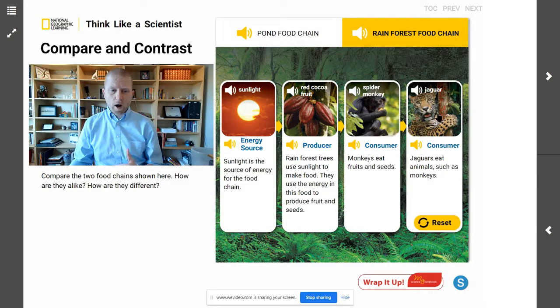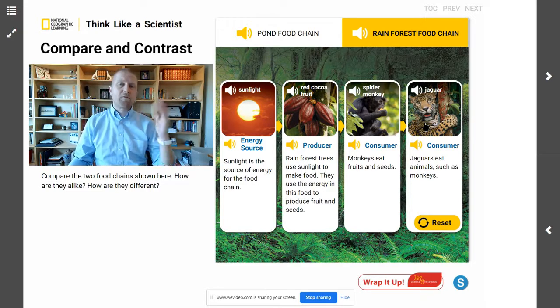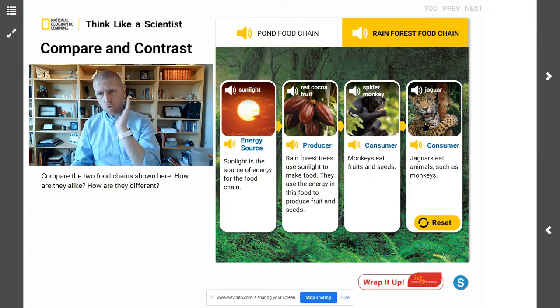So the jaguar got its energy from the spider monkey, which got its energy from the red cocoa fruit, which got its energy from the sun. So again, I can use those arrows and that flow chart, and I can trace the path of energy in a rainforest food chain from the sun to the jaguar.